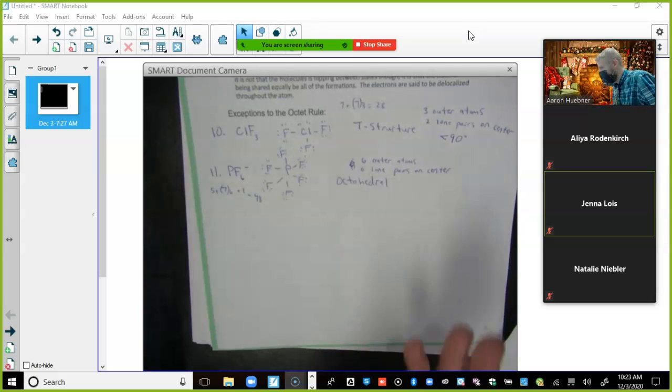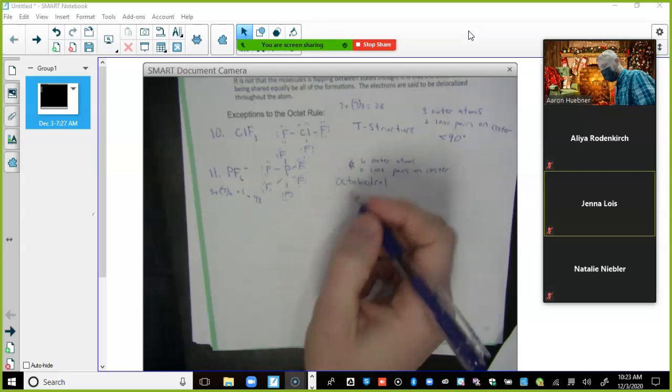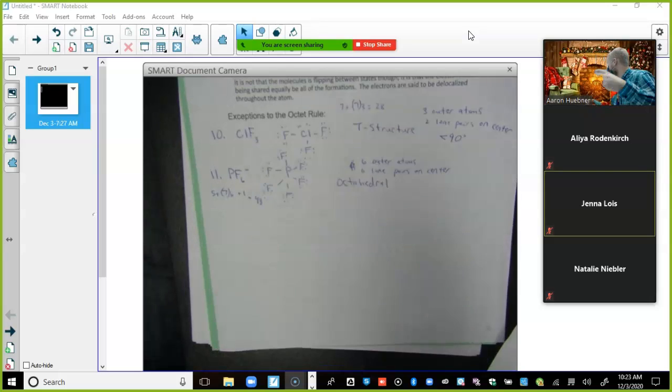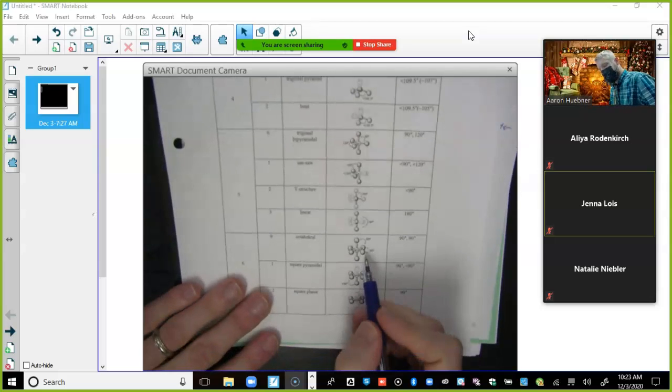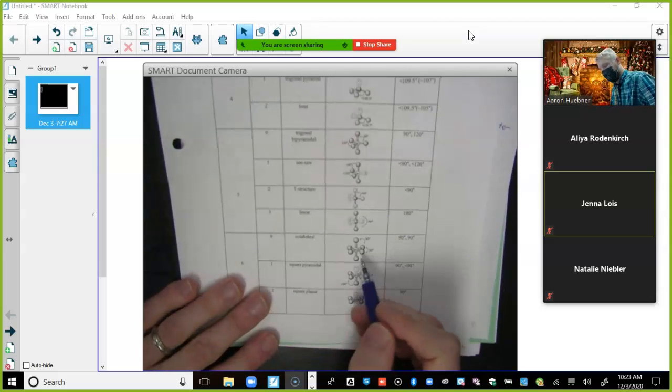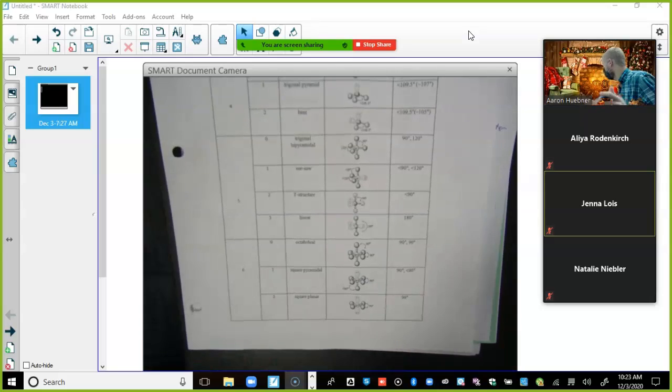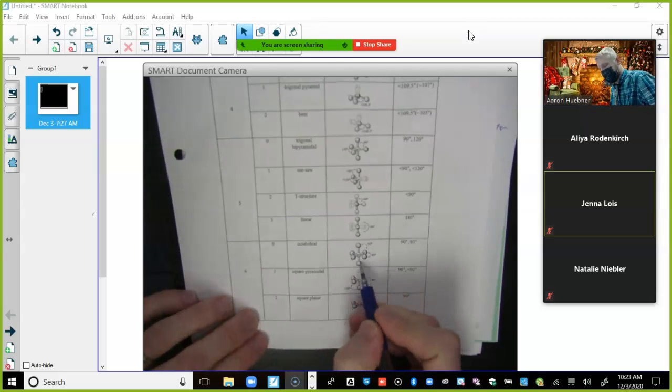Shouldn't it be called like hexahedral? It's got 6. Well, octahedral is referring to the number of different bond angles that are present. The 2 types of bond angles that are present are 90, 90, 90, 90, 90. 8 different spots. There's a 90-degree angle.